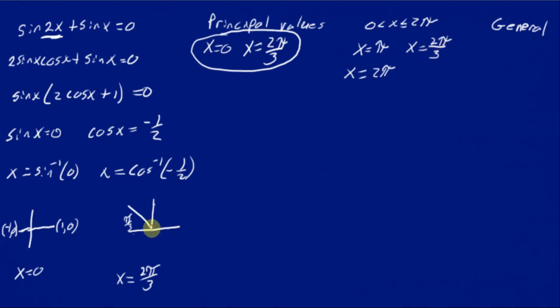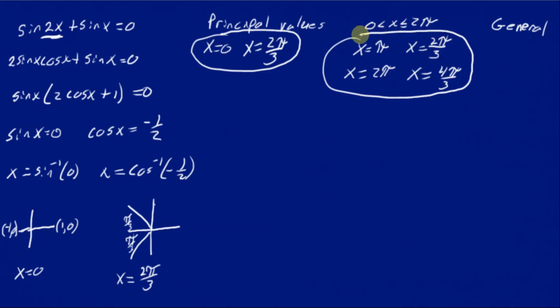And the other one is going to occur down here in the third quadrant because the cosine is still negative here, and the reference angle is pi over 3. So I get 3 pi over 3 plus 1 more pi over 3. So x is equal to 4 pi over 3. So these are the 4 solutions that I would get on the interval from 0 to 2 pi.